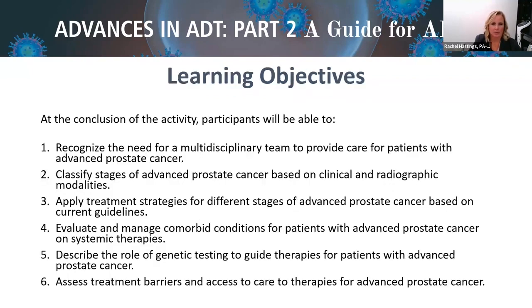At the conclusion of the activity, participants will be able to: 1. Recognize the need for a multidisciplinary team to provide care for patients with advanced prostate cancer. 2. Classify stages of advanced prostate cancer based on clinical and radiographic modalities. 3. Apply treatment strategies for different stages of advanced prostate cancer based on current guidelines. 4. Evaluate and manage comorbid conditions for patients with advanced prostate cancer on systemic therapies. 5. Describe the role of genetic testing to guide therapies for patients with advanced prostate cancer. And 6. Assess treatment barriers and access to care to therapies for advanced prostate cancer.